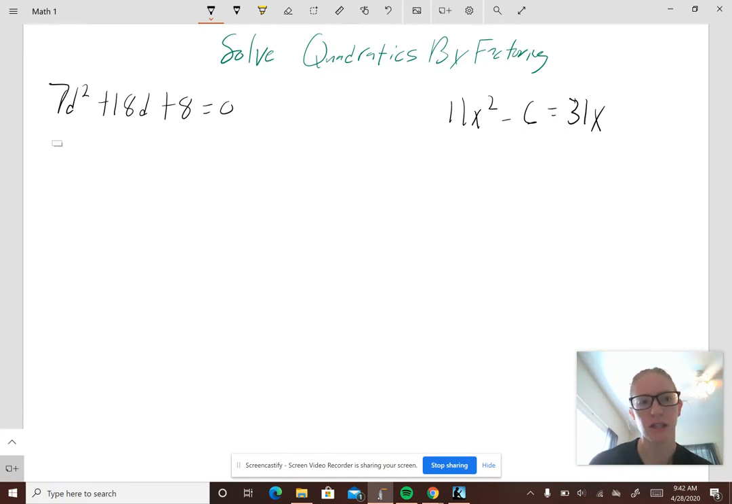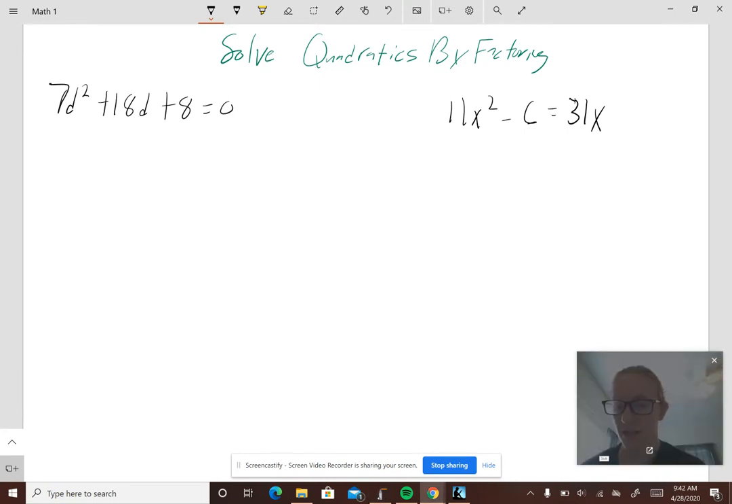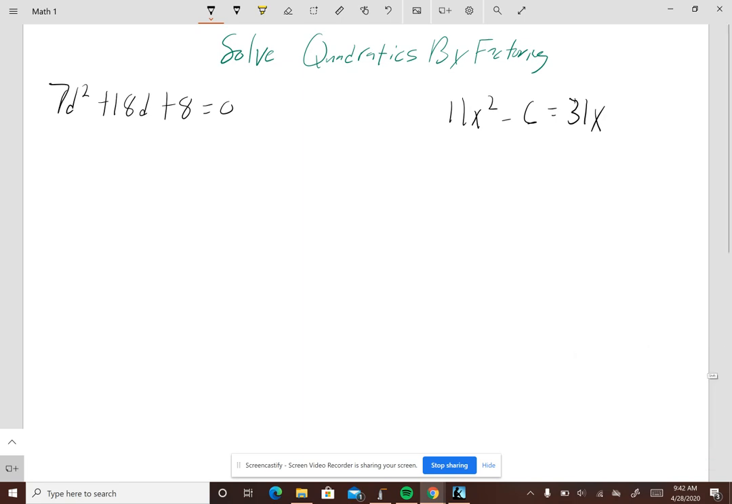Okay, so it's going to be the same exact thing. We're going to factor the same way we did, and then we're just going to use the zero product property to solve. Okay, but we're just going to do 2 quick examples. Let me know if you need more.